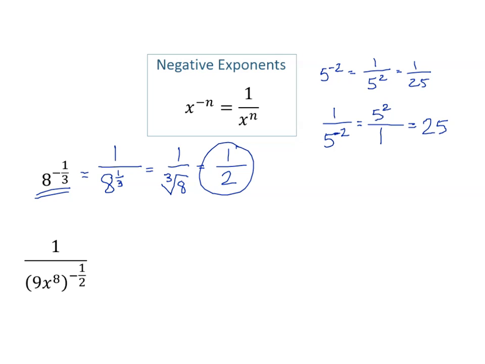All right, let's look at a more complicated case. Here, we have a negative exponent, but remember that just means reciprocal. It means flip. So everything that's raised to the negative exponent that's on the bottom is now going to make its way to the top. So we would have 9x to the 8th raised to the 1/2 over 1.